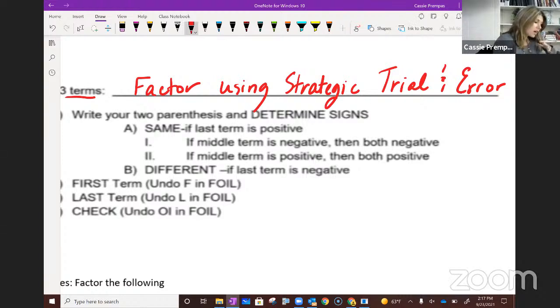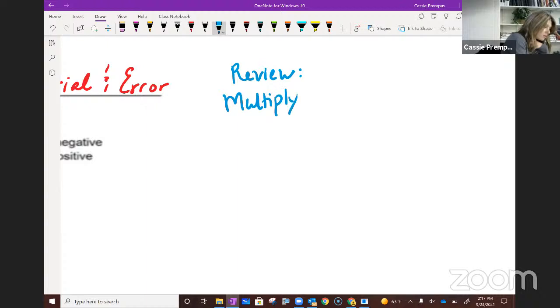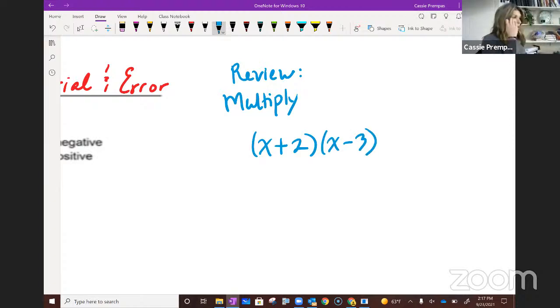To understand this strategy well, you do need to remember how to FOIL. So let's go back to how to FOIL. You guys did this on the quiz. So here's a review question. If you are asked to multiply this binomial x plus 2 times this binomial x minus 3, go ahead and multiply that out. I'm going to do a quick walk around because we do have to have this skill before we can go backwards and factor.